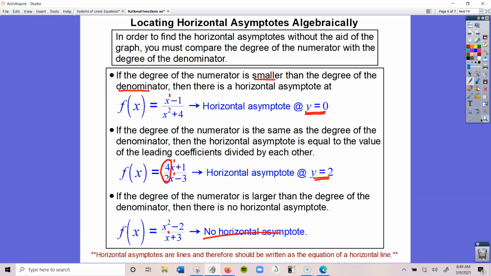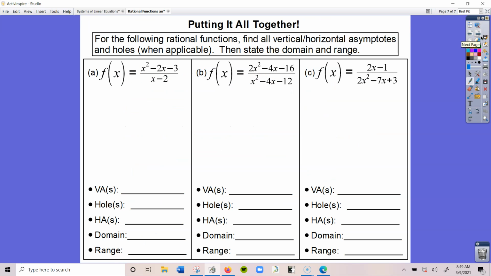So let's put all of this now into practice. We're going to find vertical asymptotes, holes, horizontal asymptotes, the domain, and the range. First, here we have the function (x squared minus 2x minus 3) over (x minus 2). To find all of this information except for horizontal asymptotes, we're going to need to factor. So we might as well do that.